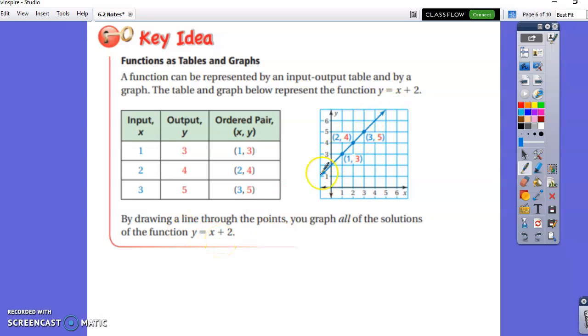Remember, really this line here is just an infinite number of dots together that are solutions for this function. So there's a dot here, here, all the way up. It's a line, but it's really just a series of dots, an infinite number of dots that are solutions to this function. And your input, remember, is x, your output is y. Plug your input into your function rule, get your y, and then you have your coordinate pair, or your ordered pair.